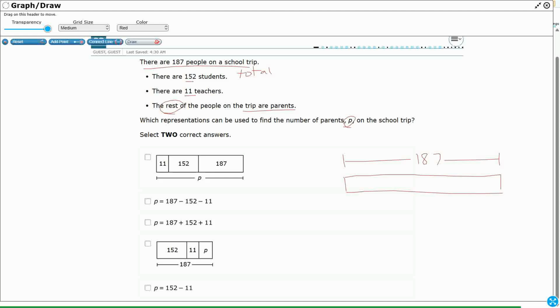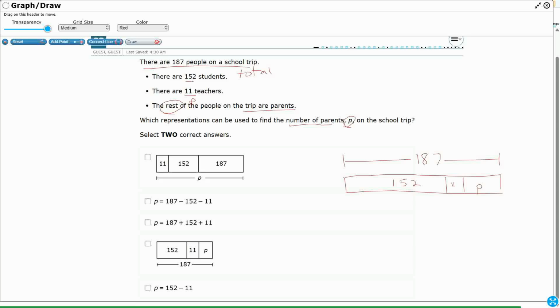And so I'm just going to make it kind of like this to make it proportional. There's my 152. Those are my students. I'm going to say there's not that many teachers at 11. And then P is the number of parents. So the rest are the number of parents. We've defined this rest as an unknown, so we're going to call it P for parents. Typically, they'll try to make the unknown a letter that has something to do with the unknown quantity. So P for parents.